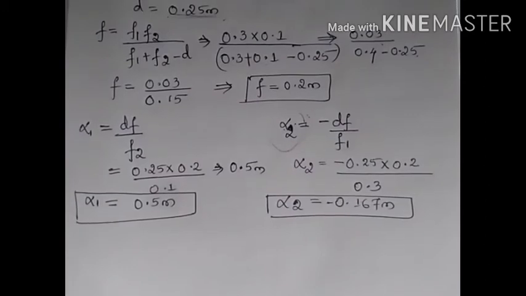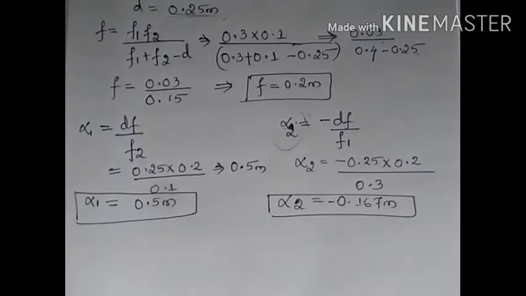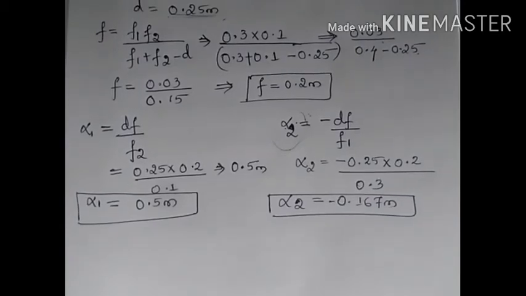So alpha 1 as 0.5 meters denotes that it is to the left of the second lens, and alpha 2, minus 0.167 meters, is to the left of the second lens.